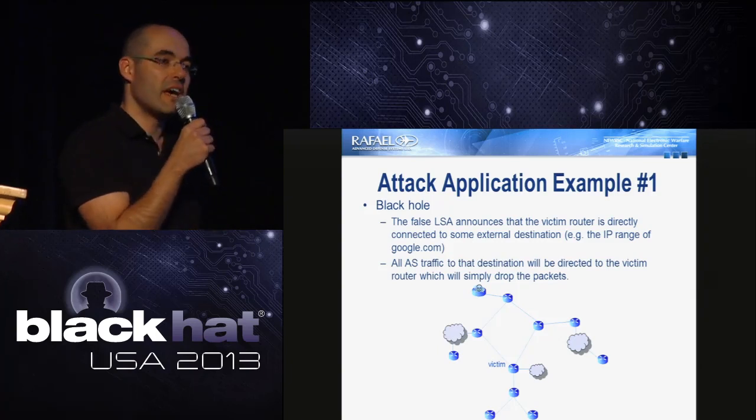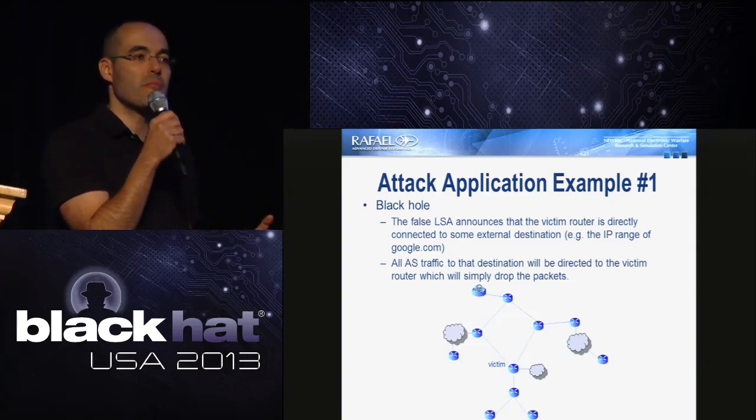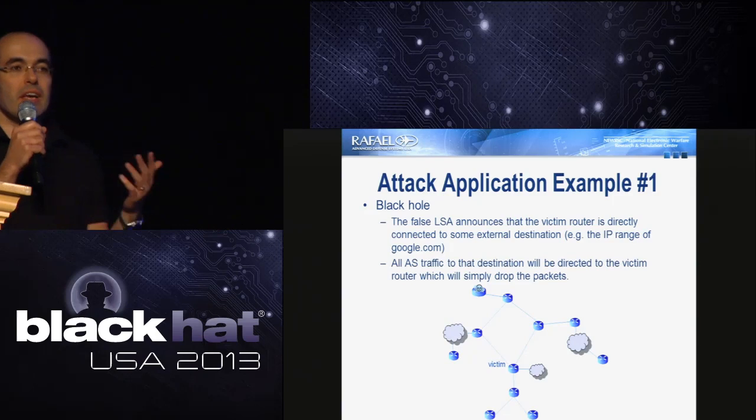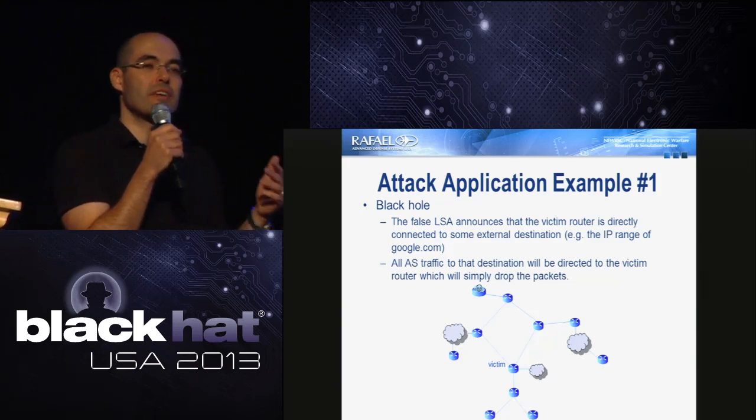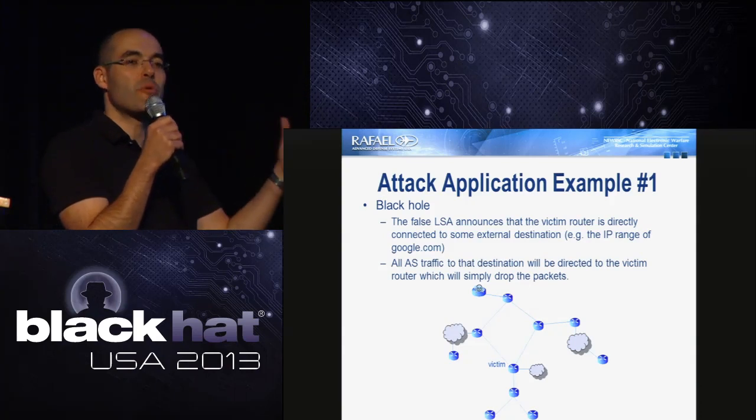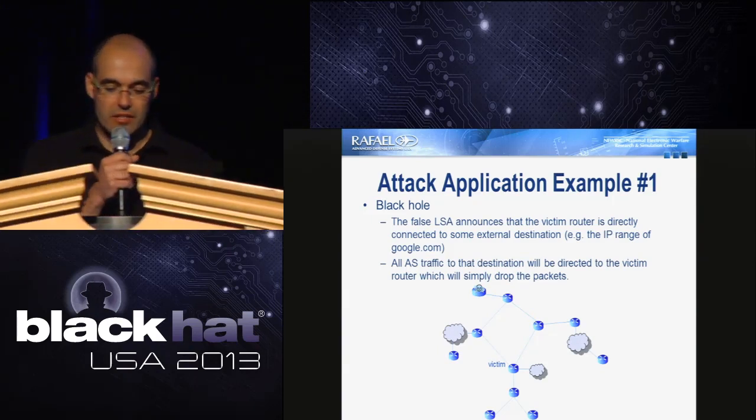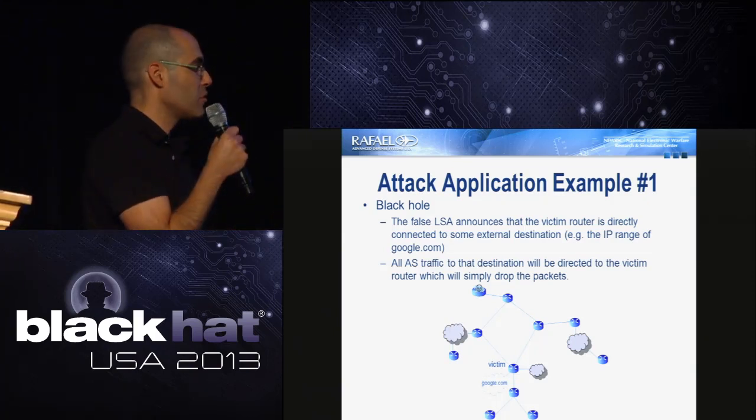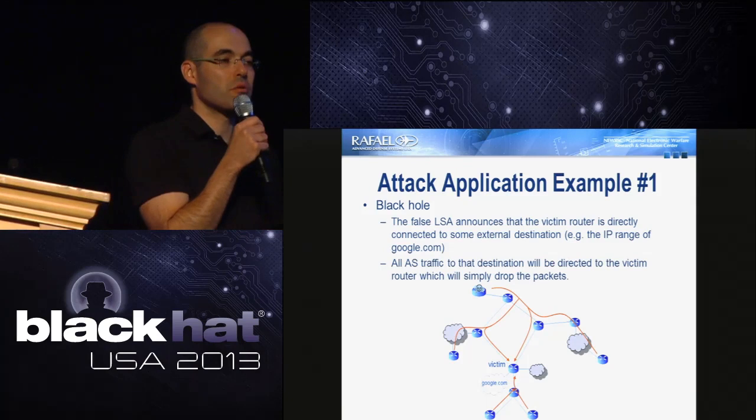One example is a black hole. Let's say the attacker wishes to create a black hole within the autonomous system for a specific external destination. He can, for example, send out a false LSA on behalf of the victim router, saying that the victim router is now directly connected to some external destination, for example, the IP range of google.com. And this will eventually make all the packets in the autonomous system be rerouted to the victim itself. And now, since the victim actually has no routing table, of course it will become a black hole.